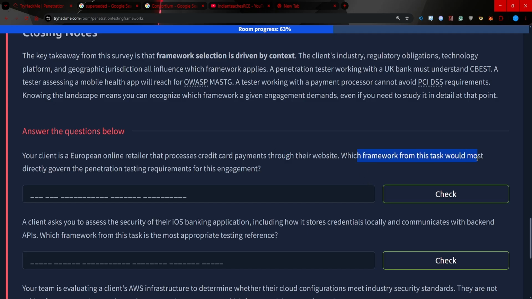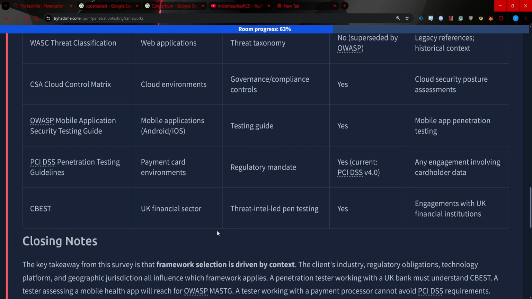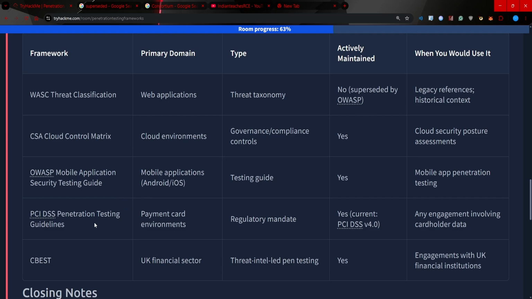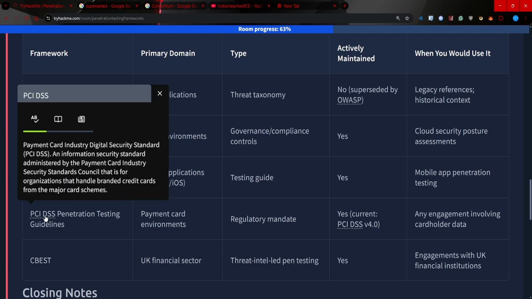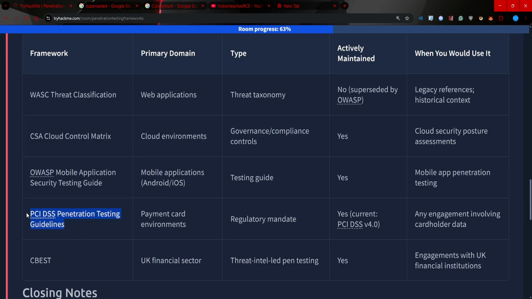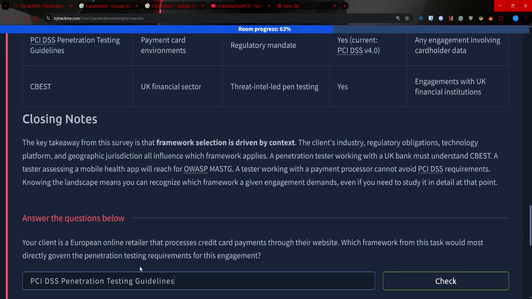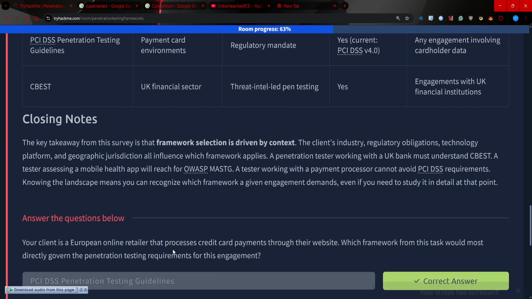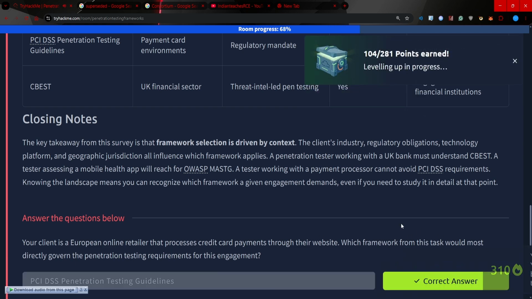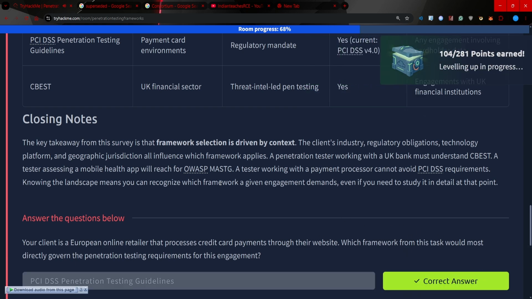Wait, which framework would directly govern the engagement? The client is a European online retailer that processes credit card payments. Now they are talking about credit card payments. So shouldn't it be the payment card one? Or are we just supposed to put this? No way. We already encountered this issue.